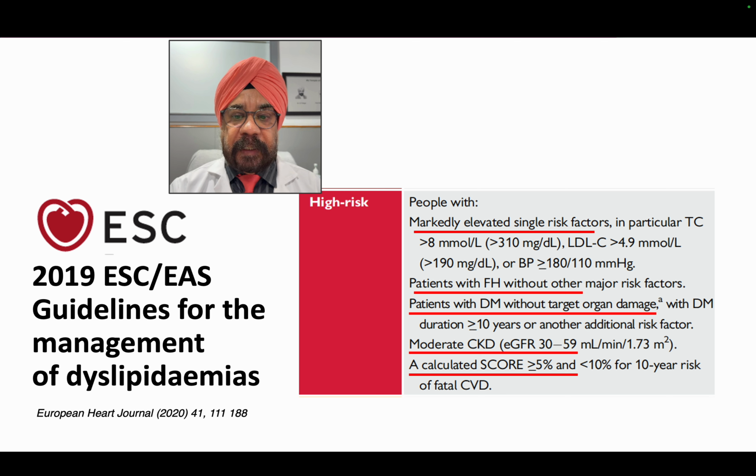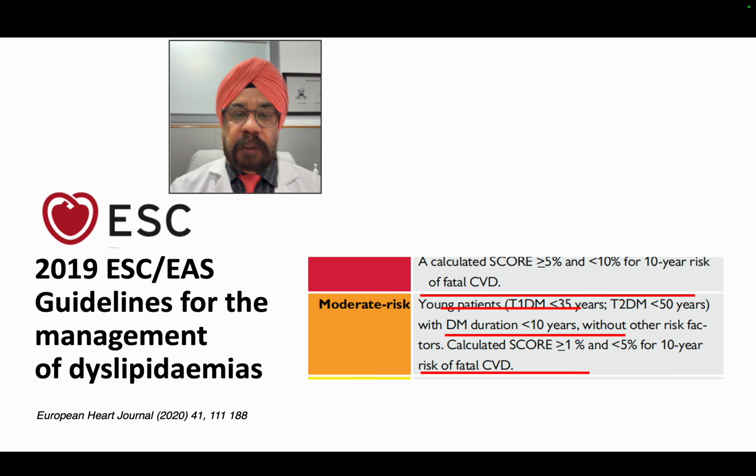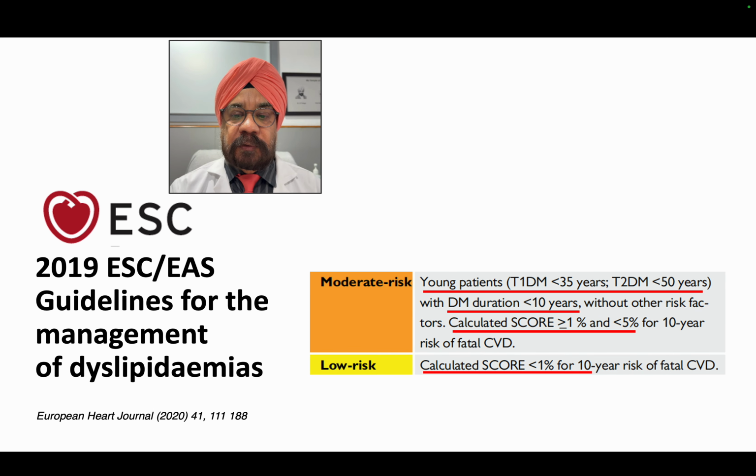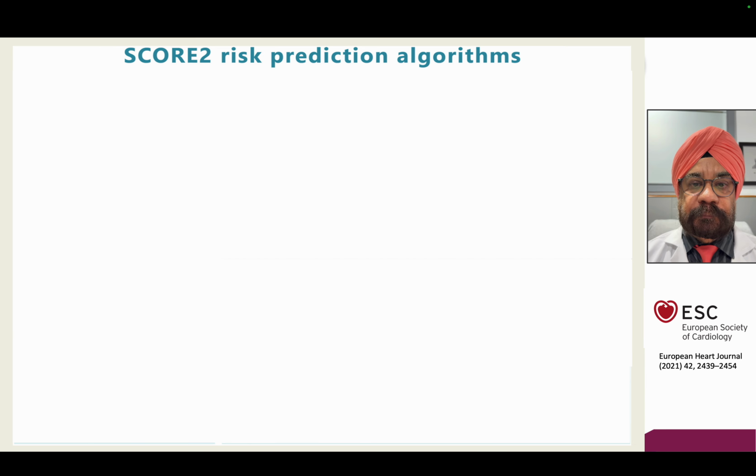Now, the high risk category is an elevation of LDL by more than 190. Then you have patients with familial dyslipidemia, diabetes without any target organ involvement or any other risk factor, and moderate CKD. So this is the area. Then the moderate risk is as shown there. Low risk is a calculated risk of death, not a total cumulative risk, of less than 1%.